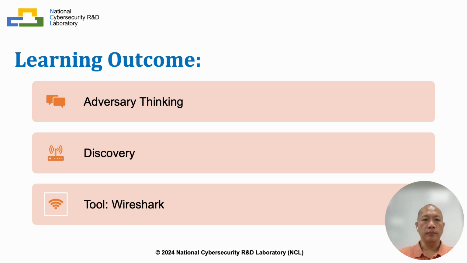The three learning outcomes that we'd like to achieve in this session. The first is adversarial thinking. The second is discovery. And the third is a tool that we'd like to introduce in depth for this session, which is Wireshark. Now, what is adversarial thinking in networking?